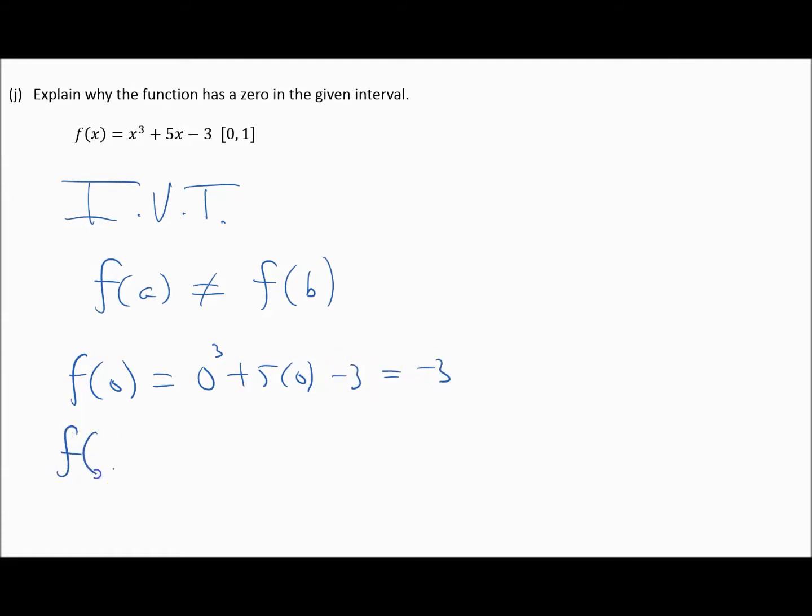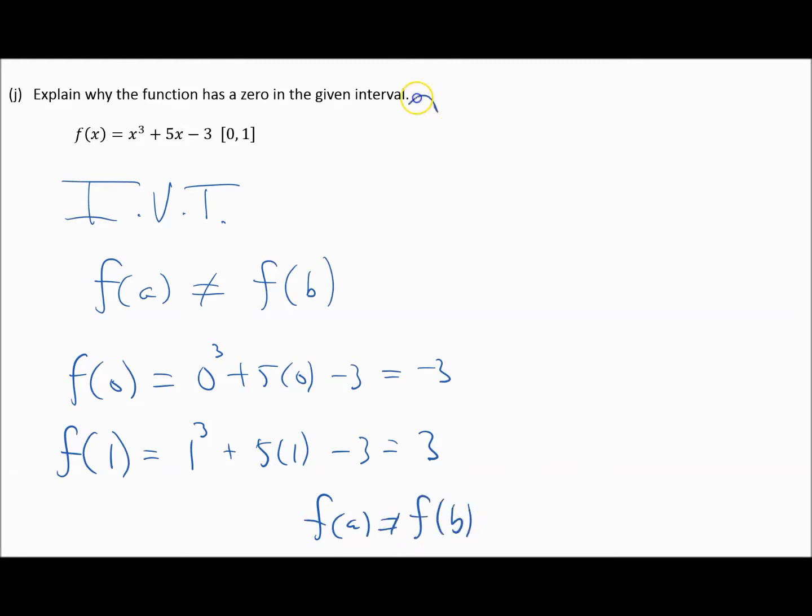What's f of b? Well, what's b? It's 1, right? So that's 1 to the third plus 5 times 1 minus 3. That's going to be 1 plus 5 is 6, minus 3 is 3. So we've done the first thing. We showed that the endpoints do not match, so f of a is not equal to f of b.